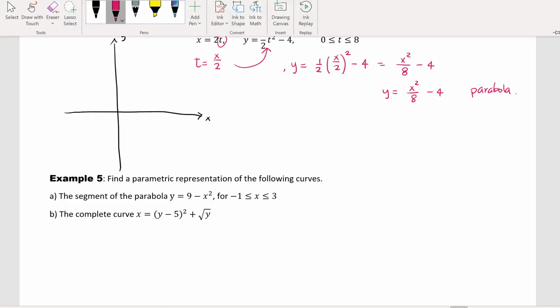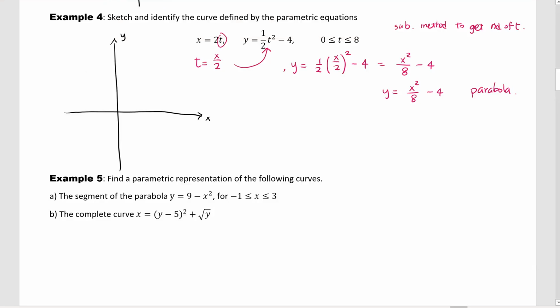And let's put some points. So here, because t goes between 0 and 8, and because t is x over 2, then x over 2 is between 0 and 8. When we solve for x, we multiply by 2 on each term. So we have x is between 0 and 16.